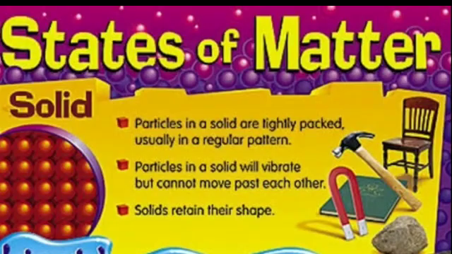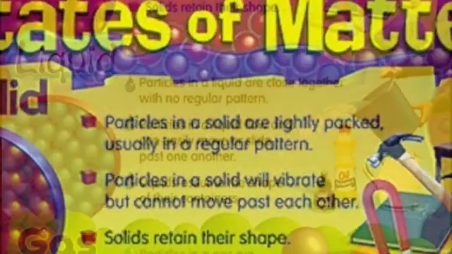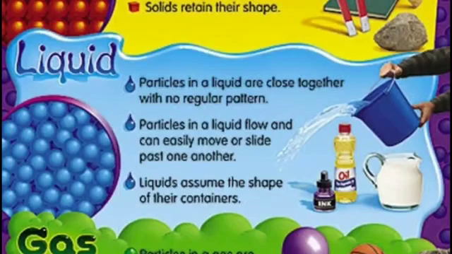Next, moving on to liquids. The particles in a liquid are close together but they do not have a regular pattern. So that is why liquids can easily flow. It is because the particles of a liquid can move over each other or slide over each other. So that is why the particles in a liquid can flow, and liquids assume the shape of the container.